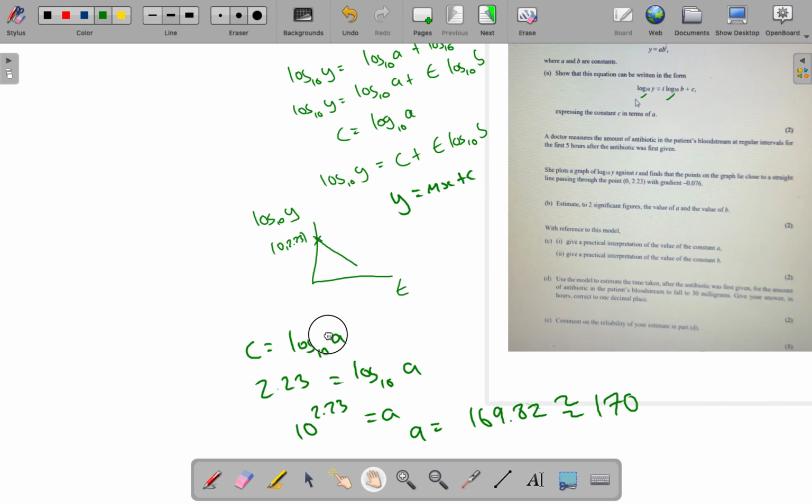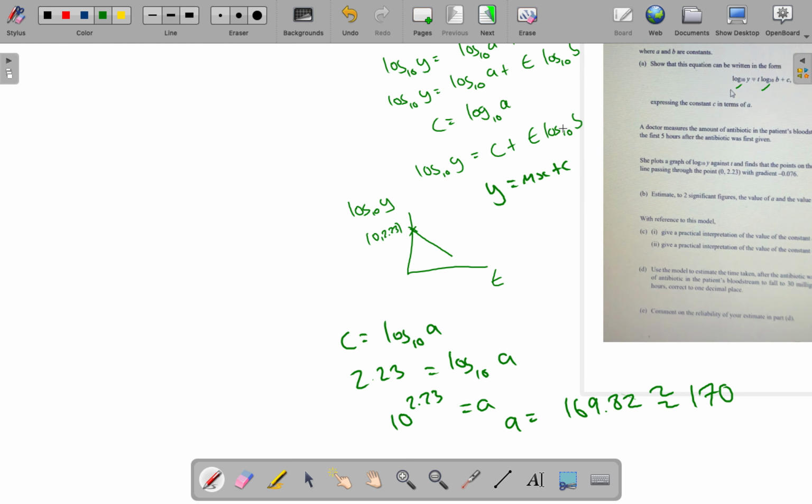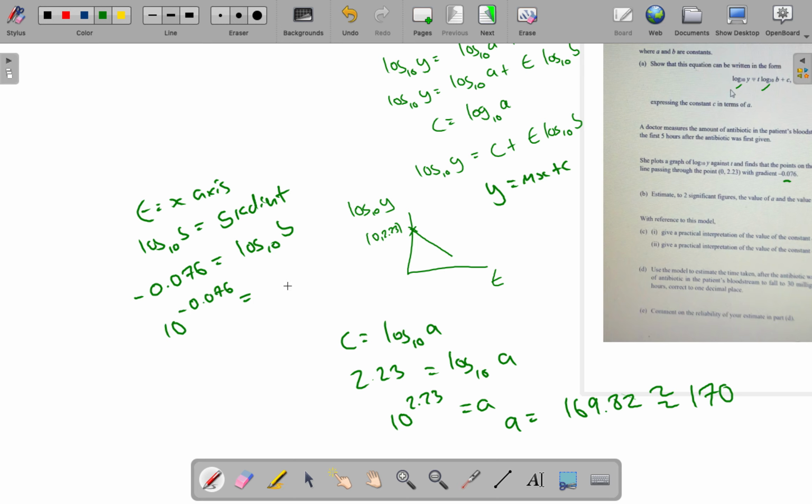Well, here, if we look at our graph, t log base 10 b, we've got t is your x value, so t is the x-axis, so therefore log base 10 b must equal the gradient. The gradient in the question is given as minus 0.076. So we say minus 0.076 is equal to log base 10 b. So therefore 10 to the power of minus 0.076 is equal to b.